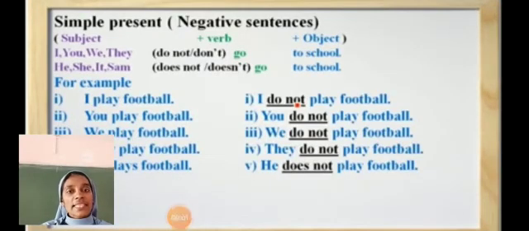Next we can see the negative sentence in simple present tense. In negative sentence, we start with the subject followed by do not or does not, then the base form of the verb, then object. For example, I do not play football. You do not play football. We do not play football. They do not play football. He does not play football. She does not play football. These are the examples of negative sentence.